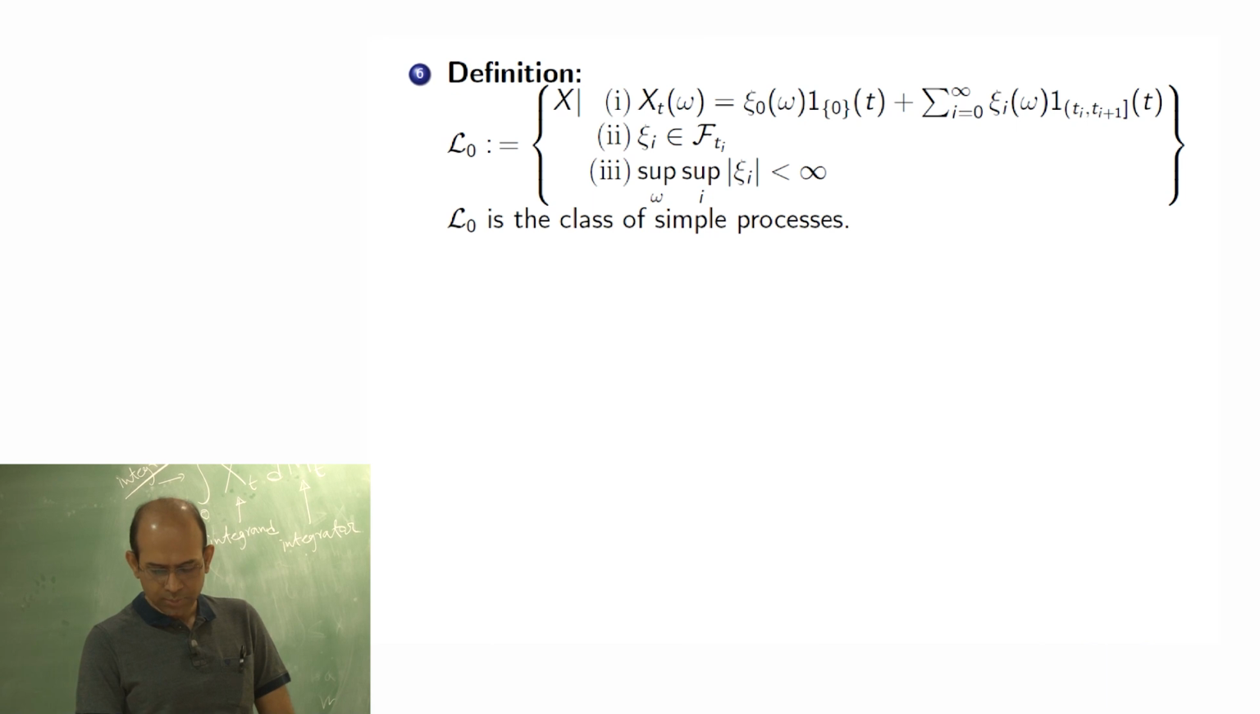For every omega, xi_i of omega would be a real number, and then you are considering the interval from open t_i to closed t_{i+1}. So, this is a step function with i running from 0 to infinity, possibly infinitely many pieces. So, it is not a step function in the strict sense, but it has only countably many discontinuities, and this process you call a simple process.